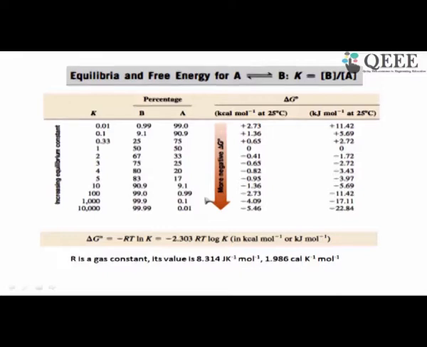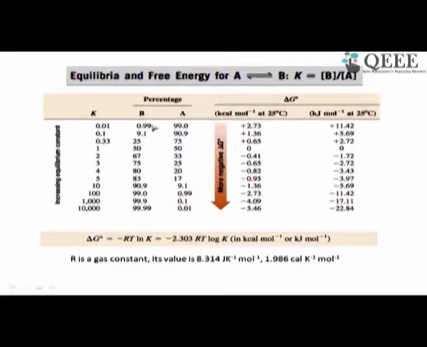And here is a chart which tells the relation between the delta G and the percentage of starting material and product. Consider this equilibrium: A is in equilibrium with B. For that, the K equilibrium will be B divided by A. So here this plot basically tells us how K and delta G are varying for this particular reaction.